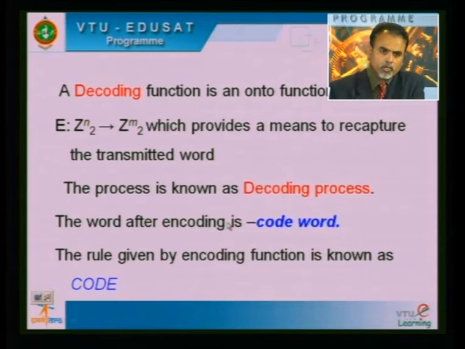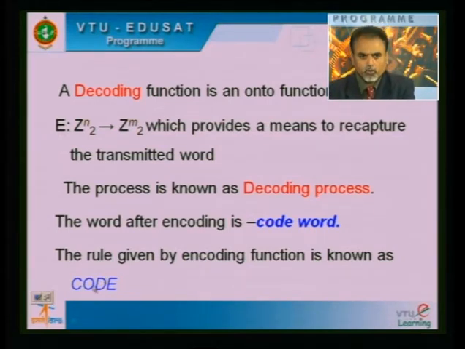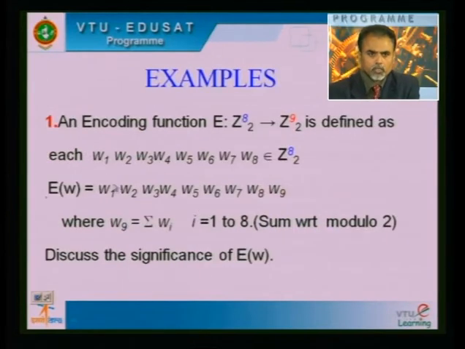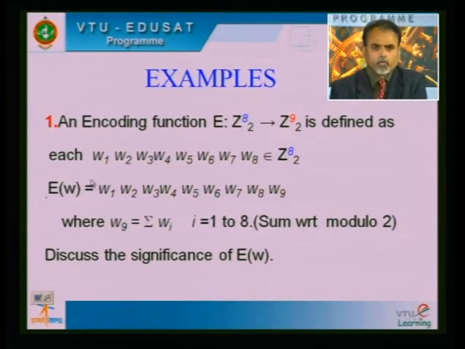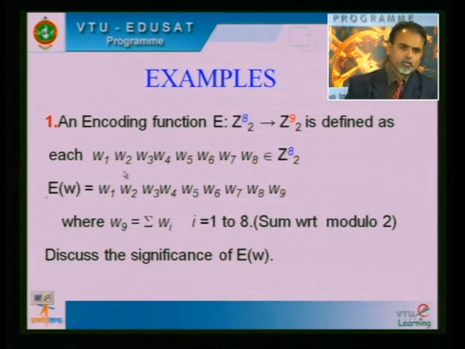But the word after encoding, using that function E, whatever we encode is a code word or simply a code. The rule given by this function is also known as the code. What is the code? It means this function E. Okay. So let us utilize this knowledge to have some examples. There are different types of codings. Let us discuss some of them. Let us take some examples.